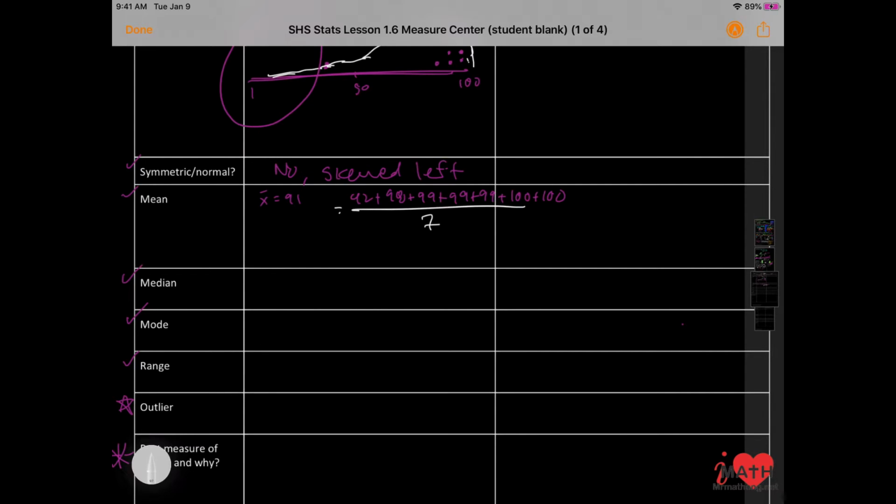Now your calculator actually has that from the previous screen. The summation of x was 637, and it verified that you put in 7 numbers. So if you do that, then you get x bar equals 91.